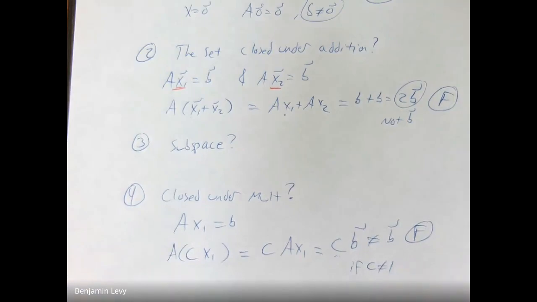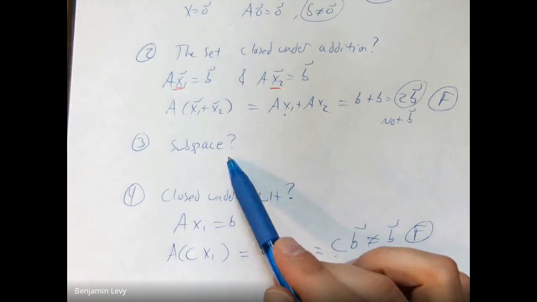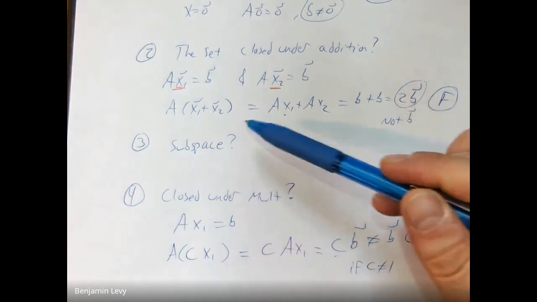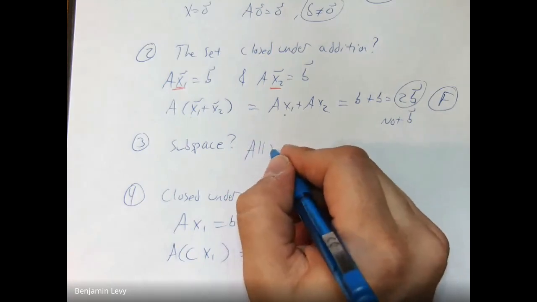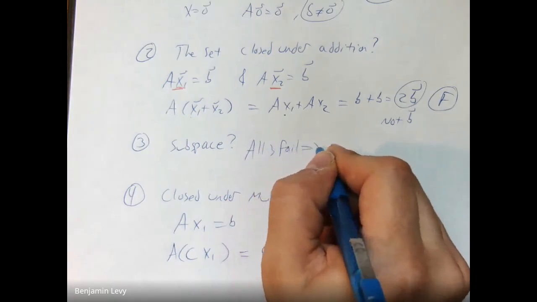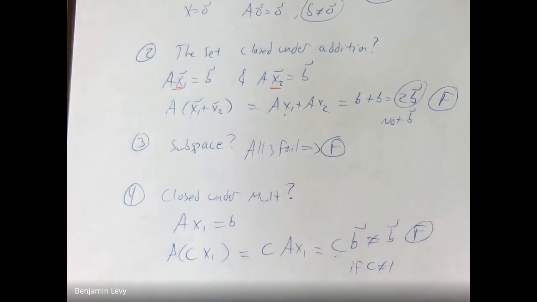And so since all 3 things failed, it's not a subspace, right? All you need is one of them to fail for it not to be a subspace, but all 3 of them failed. And so all 3 fail. And so that's why this is not a subspace.